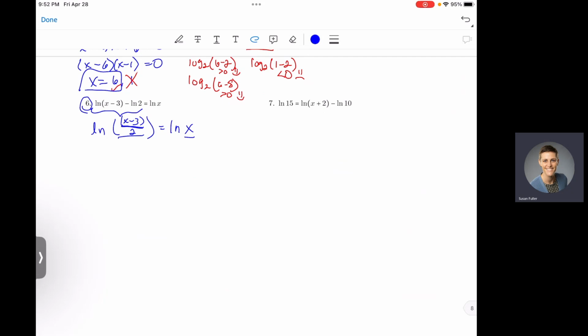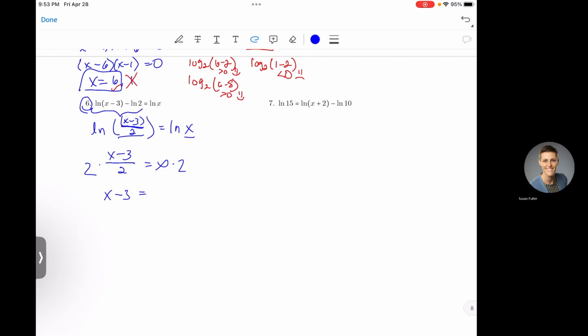So now I have ln of thing 1 equals ln of thing 2. The only way for that to happen is if thing 1 equals thing 2, and now we can solve this out. So I'm going to multiply both sides by 2. I don't like the fraction. And now I'm going to subtract that x. So I put all my x's on one side of the equation, and I get x equals negative 3.